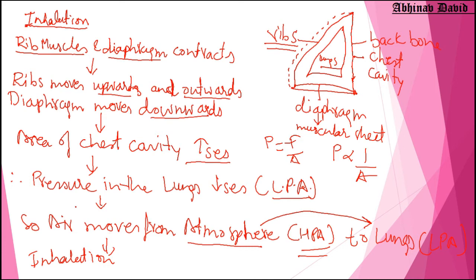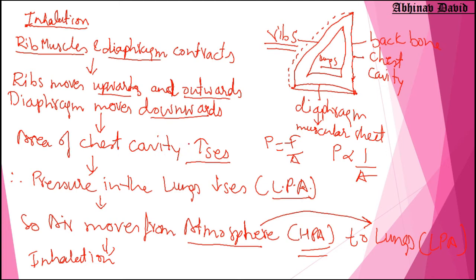Opposite things happen. Now the rib muscles relax and the diaphragm also relaxes. So when the rib muscles and diaphragm relax, they come back to their original position. And when they come back to the original position, what happens? The area of the chest cavity decreases.